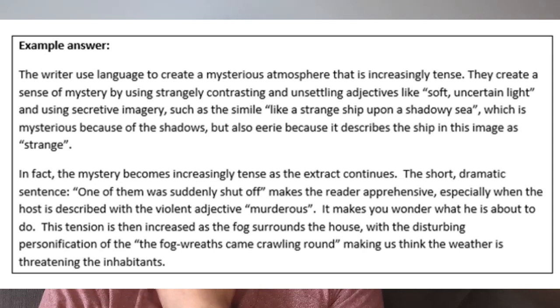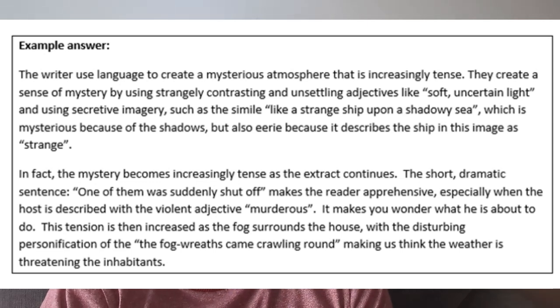Then we prove it with a bunch of quotations. They create a sense of mystery by using strangely contrasting and unsettling adjectives like soft, uncertain light, and using secretive imagery, such as the simile like a strange ship upon a shadowy sea, which is mysterious because of the shadows, but also eerie because it describes the ship in this image as strange. So we've got a bunch of short quotations.